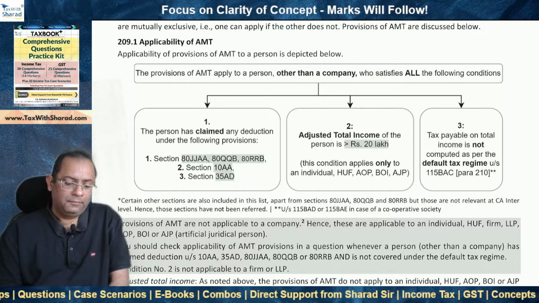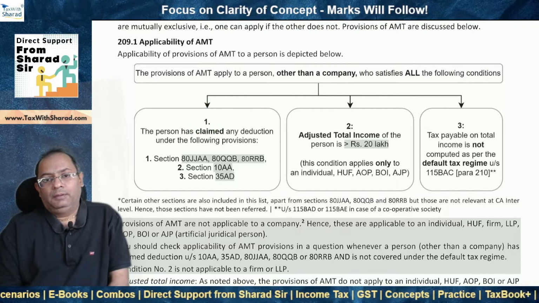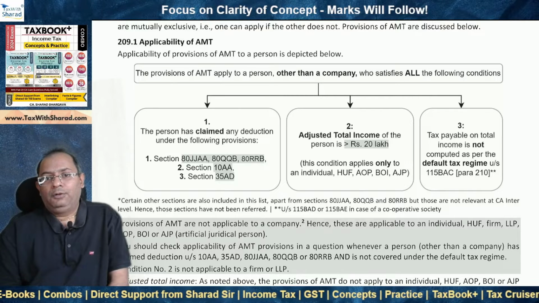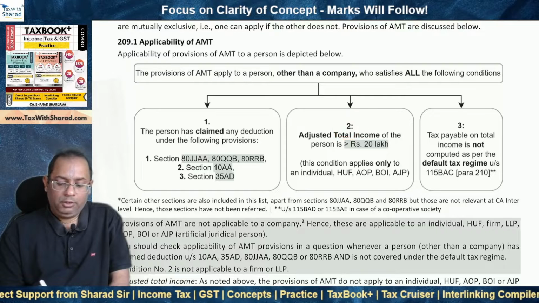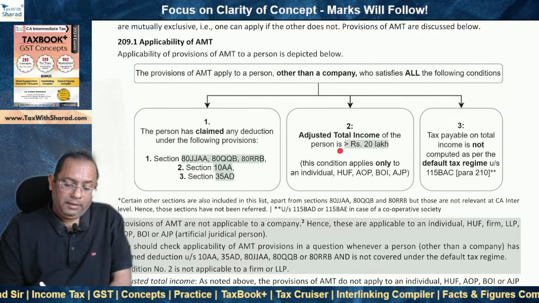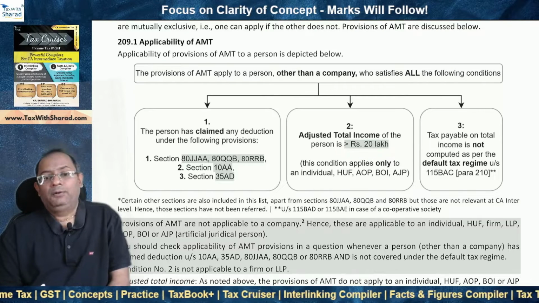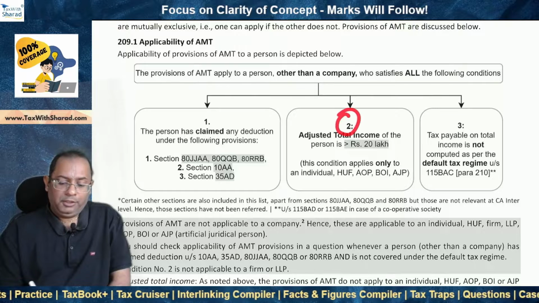The moment you see this, you should then decide to apply AMT provisions, and consequently you should then figure out the adjusted total income. You should compute the adjusted total income and see whether it is more than rupees 20 lakh or not. Okay, and this is condition number 2.